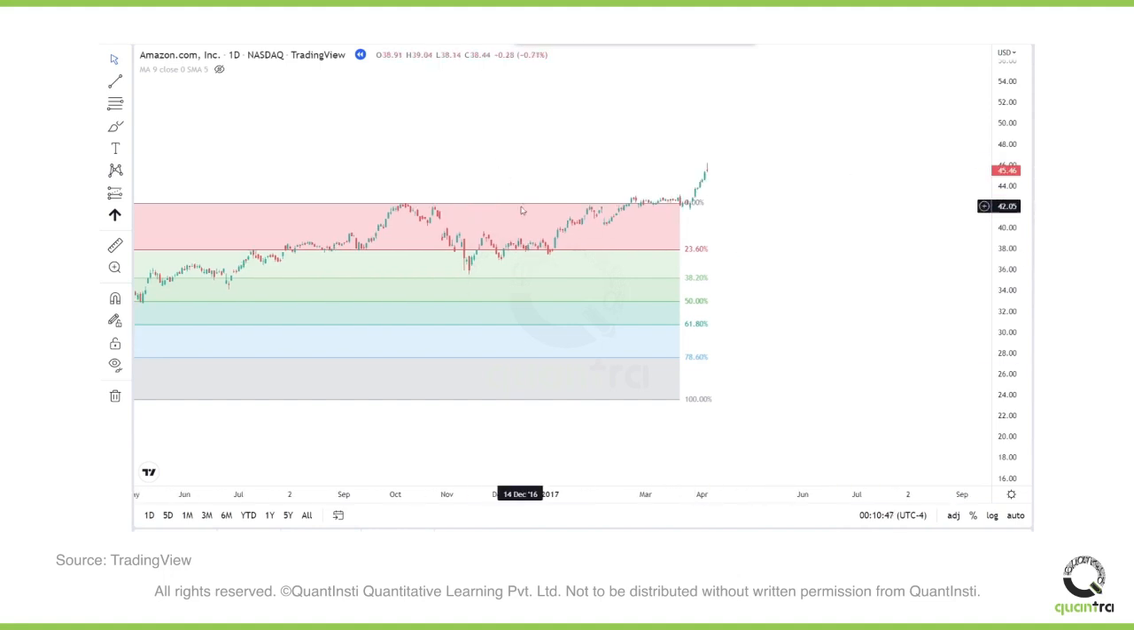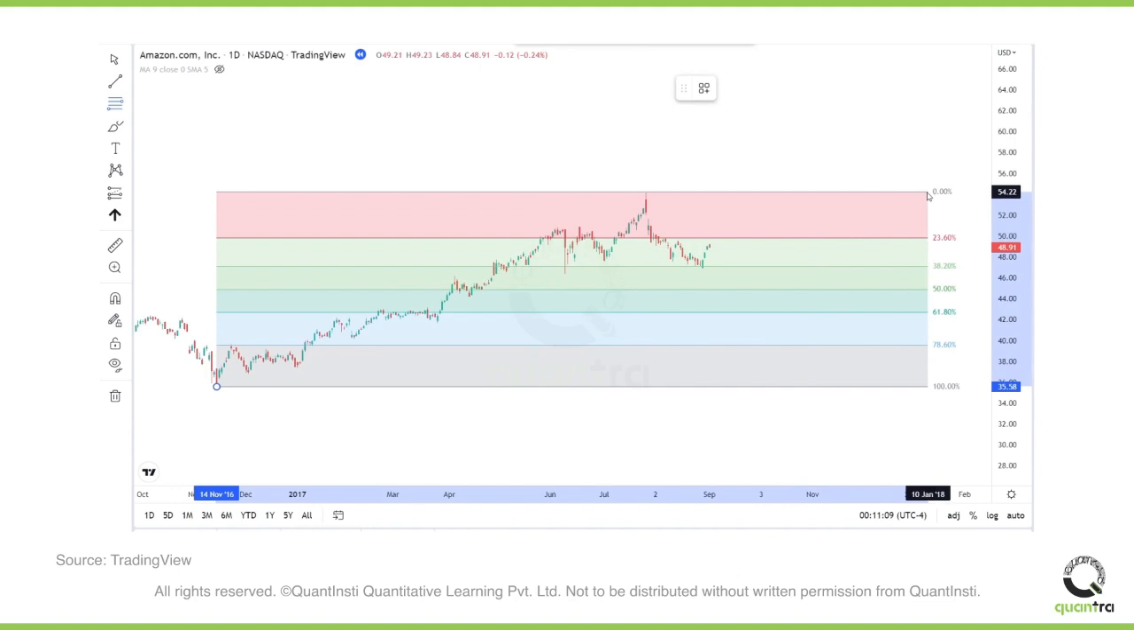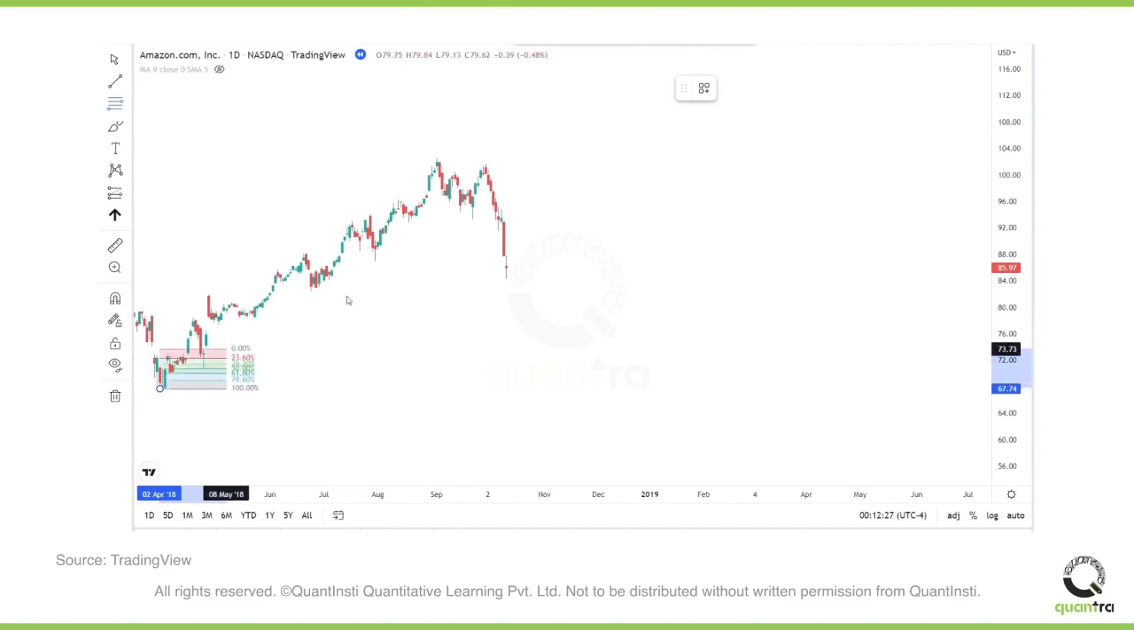Moving on, as you can see, a new uptrend has emerged. And it does seem like a good opportunity to enter with a buy position. So let's enter this trade with a stop loss at the 61.8% mark. Seems like once again the Fibonacci levels worked. Let's wait and check for another opportunity.